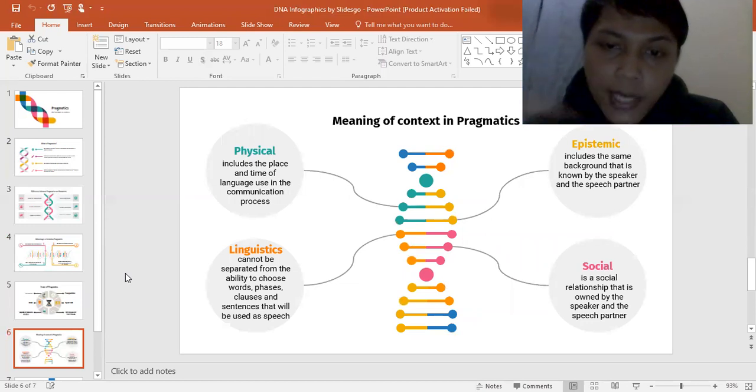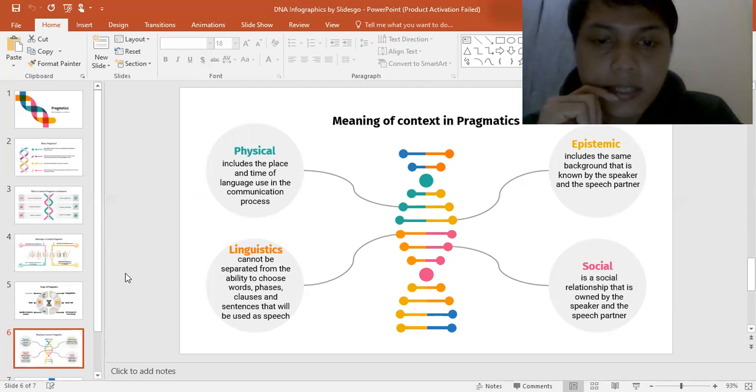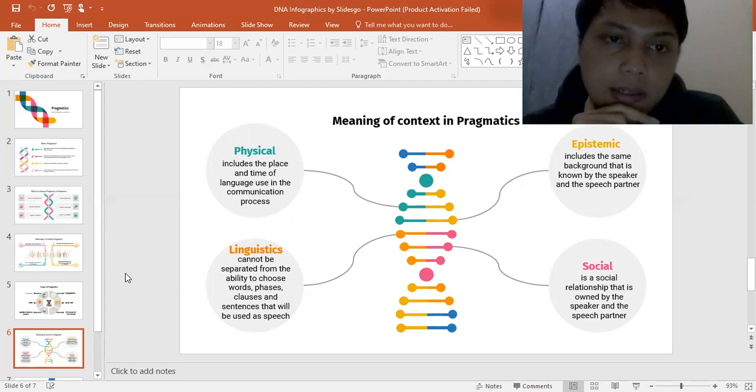Then what exactly does it mean with context? Why must meaning be determined by context? Are we unable to interpret speech or language without context? And to answer, let's take a look at this. Number one is physical. It includes the place and time of the language used in the communication process.